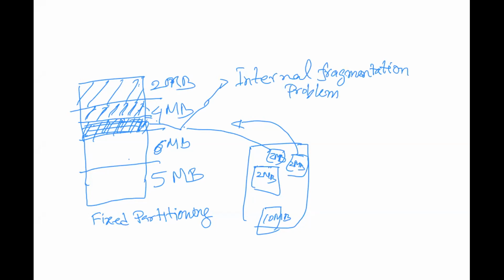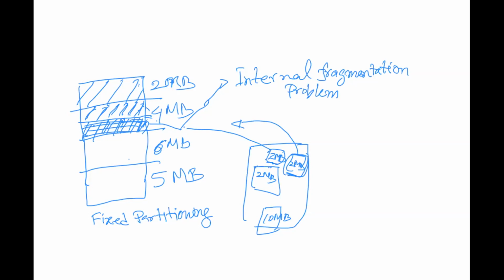Even though you have enough space, let's say this is 4 MB. Also, you have a 2 MB process. You allocate the first process for 2 MB. That 2 MB is available, but you cannot allocate this 2 MB to this new process. So this space is always wasted, and this is known as the internal fragmentation problem.